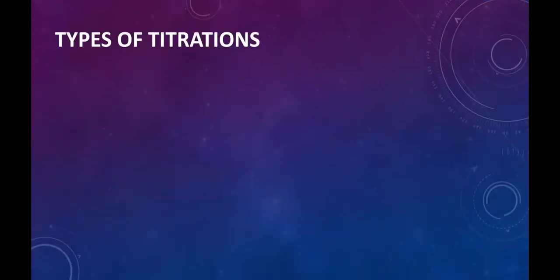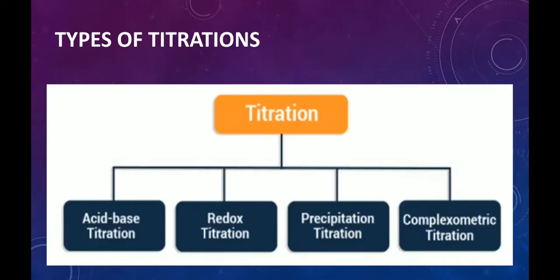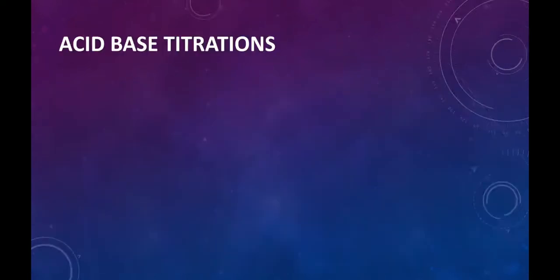Types of titrations. There are mainly 4 types of titrations. First of all, acid-base titration. Second, redox titrations. Third, precipitation titrations. Fourth, complexometric titrations. What are acid-base titrations?